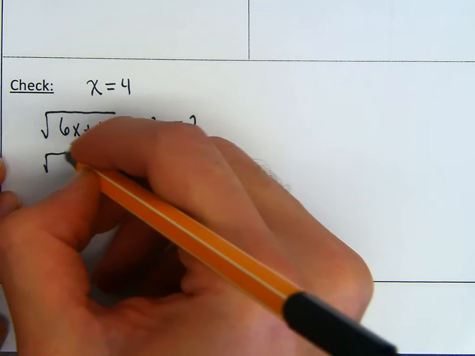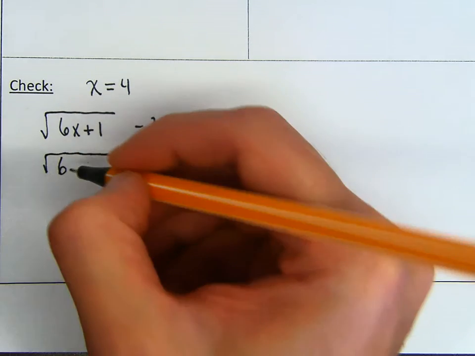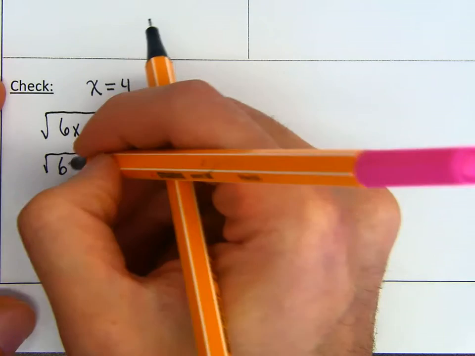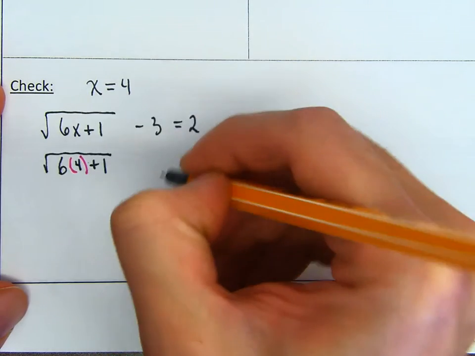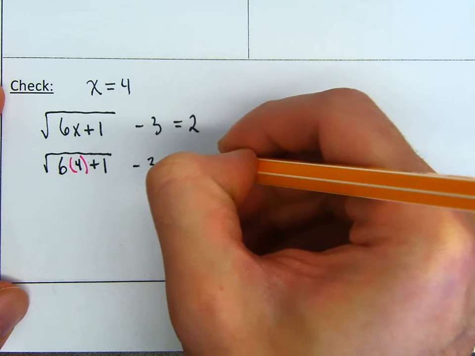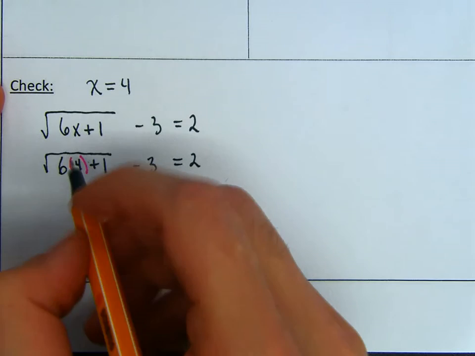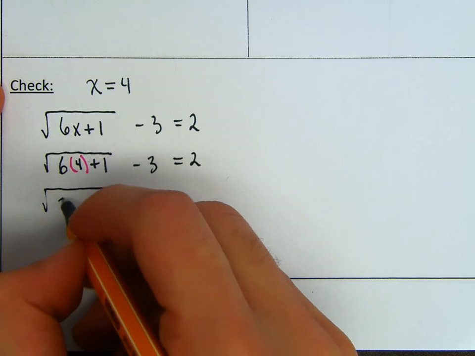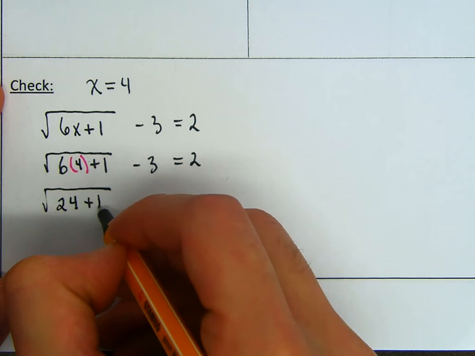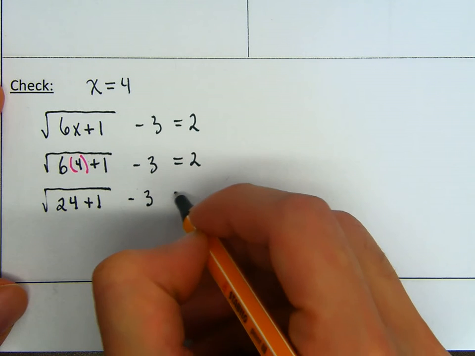Well, this is square root 6. Anywhere I see x, I'm going to substitute the 4. So I can do parentheses, the 4, plus 1, minus 3 equals 2. And please use colors, that will always help. Square root. Okay, now we can do this: 6 times 4 is 24, plus 1, minus 3 equals 2.